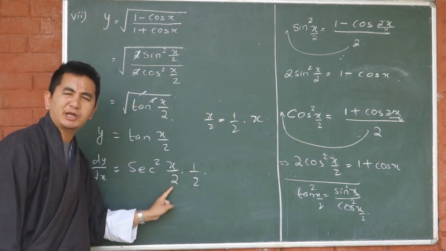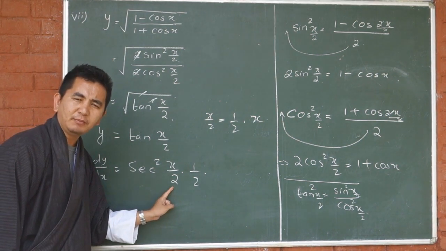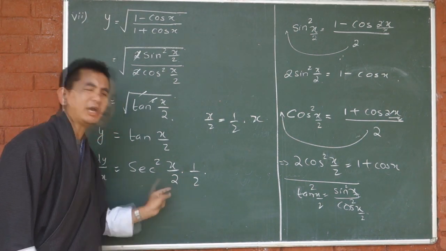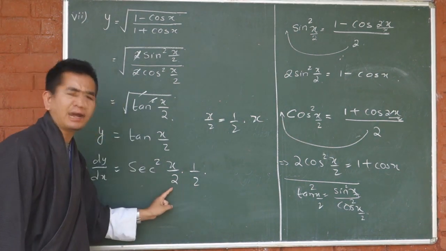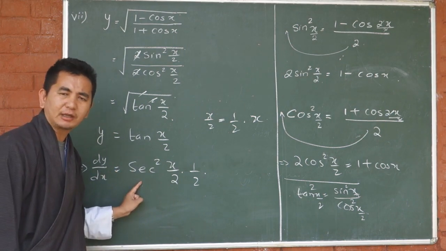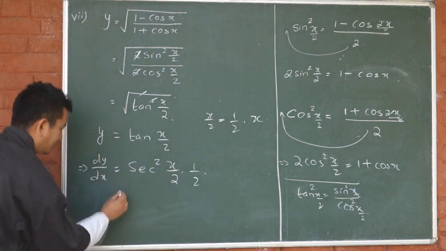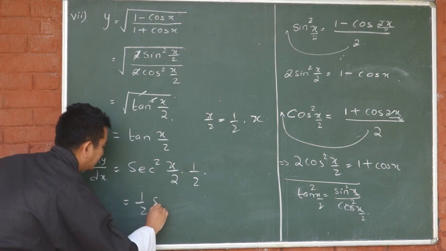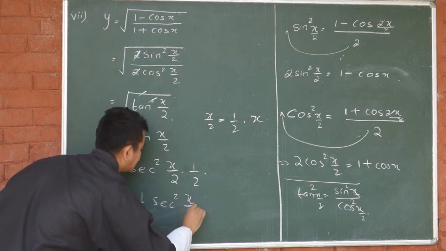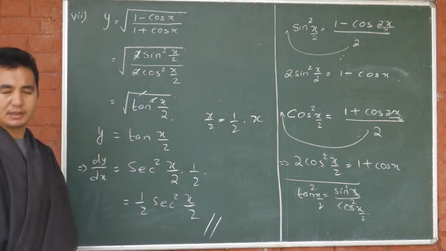1 by 2 is a constant, so differentiation of x is 1. Can we multiply this 2 and this 2? Can we multiply? Yes or no? You cannot multiply, because this is an angle which is already controlled by sec. So what you have to do is, you bring this one here. 1 by 2 sec square x by 2. This will be the final answer.